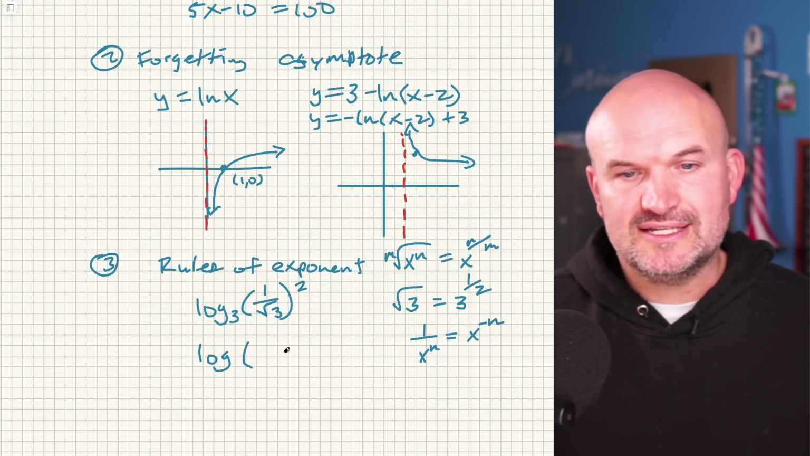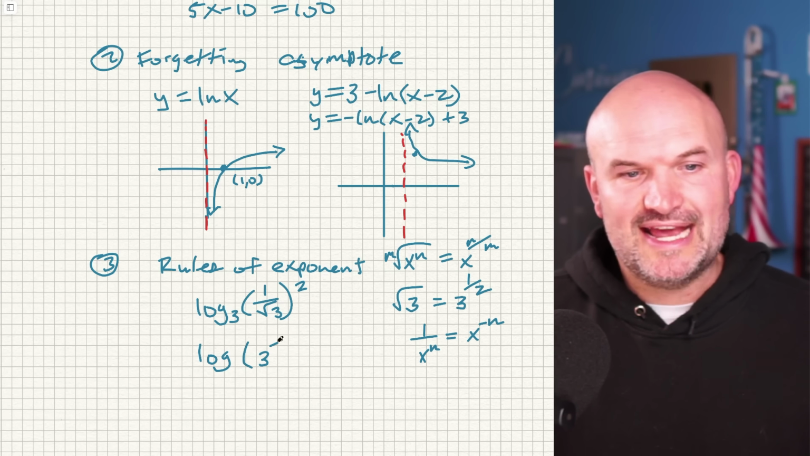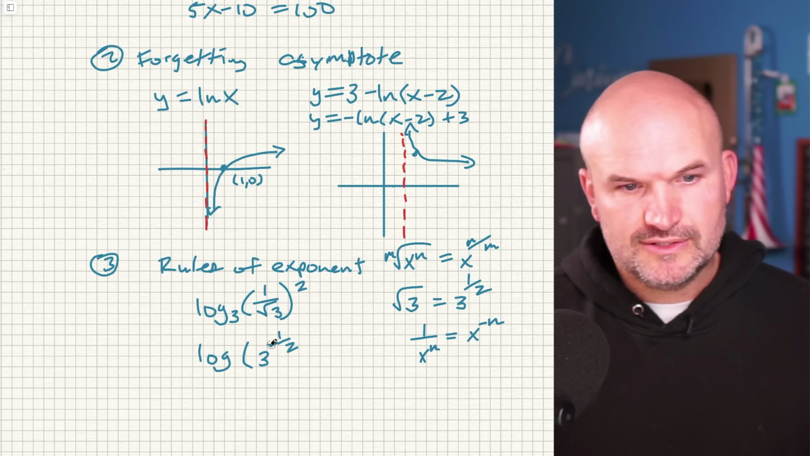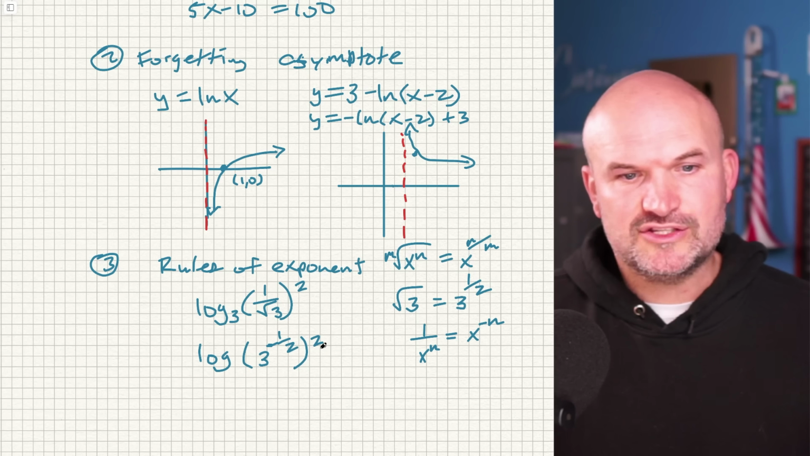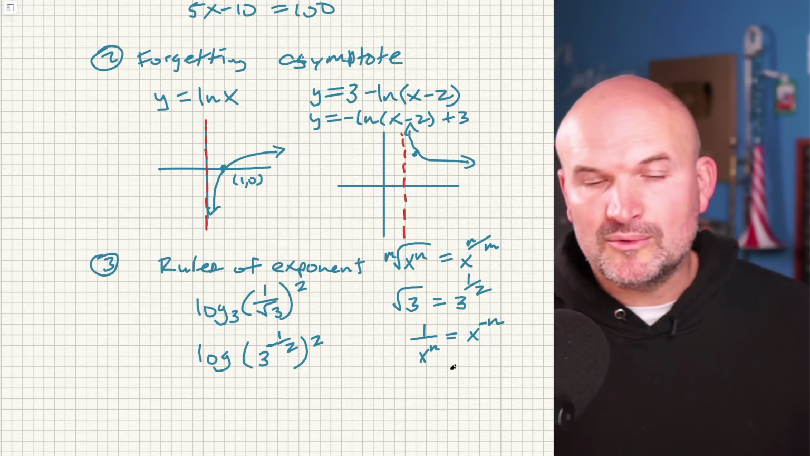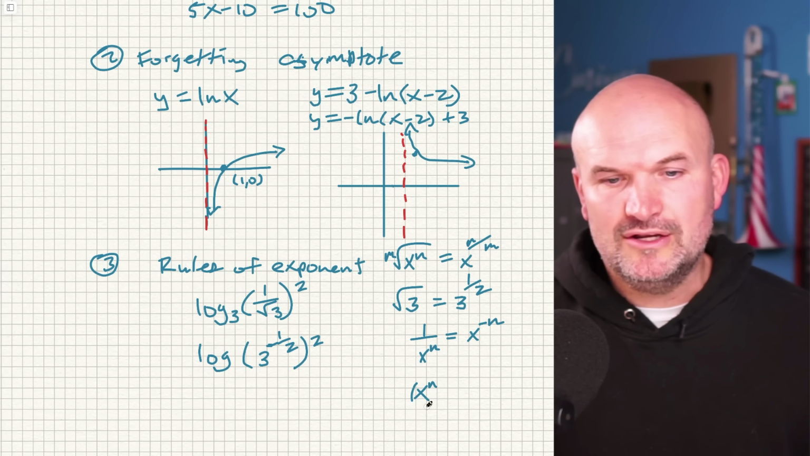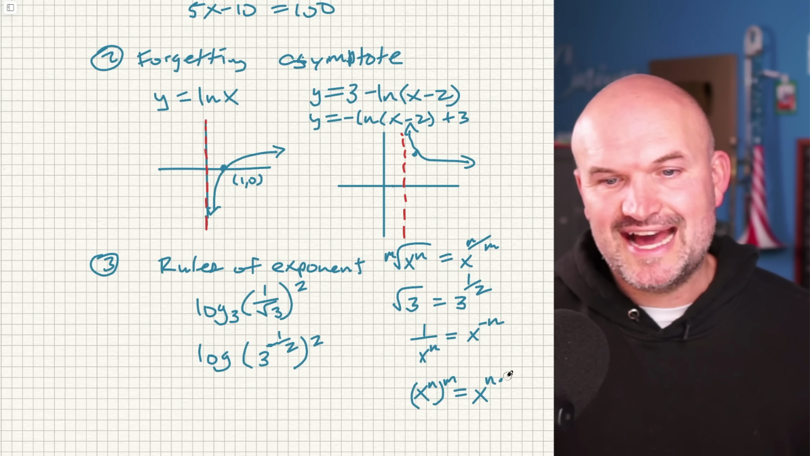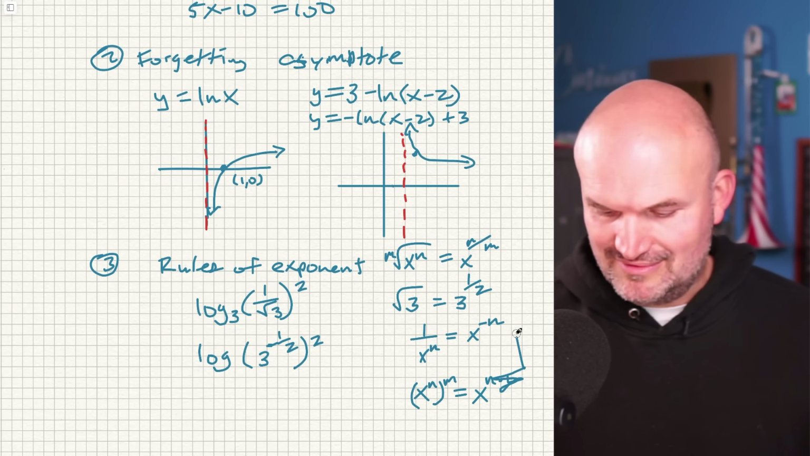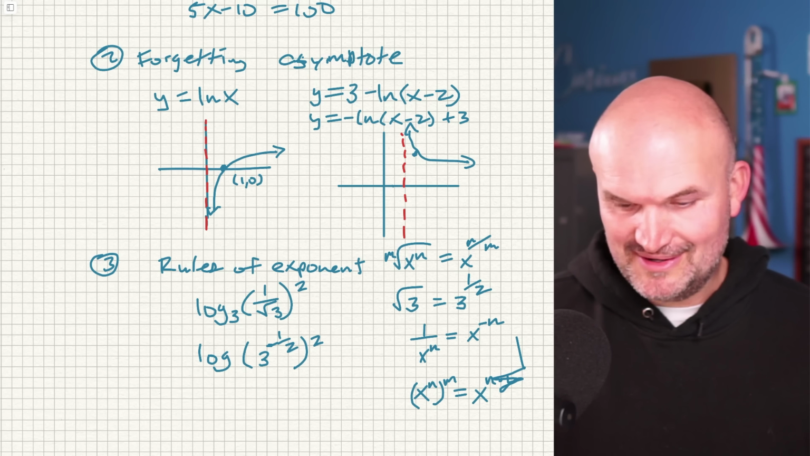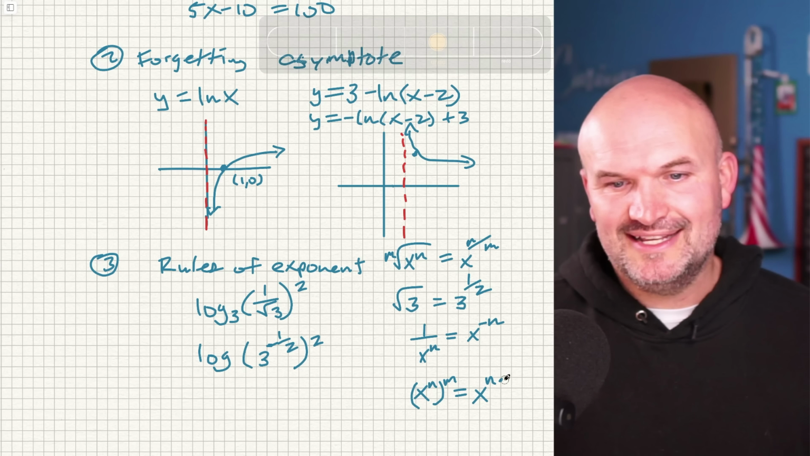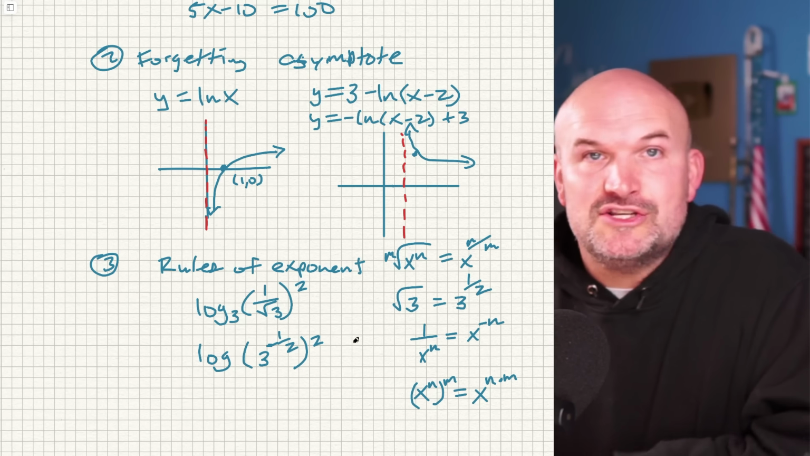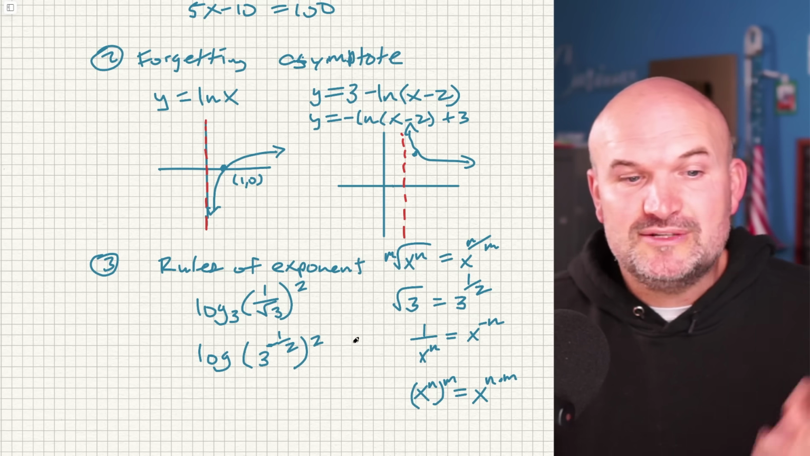So by rewriting this, I can have 3 to the negative 1/2 power, and then squared. Now again, remember our rules of exponents. If I have x to the n raised to the m, that simply means x to the n times m. So we're multiplying these. What is a negative 1/2 times 2? Negative 1/2 times 2 is just going to be negative 1.